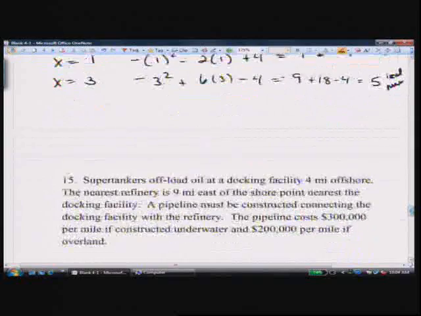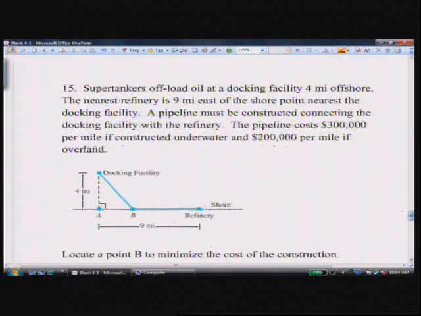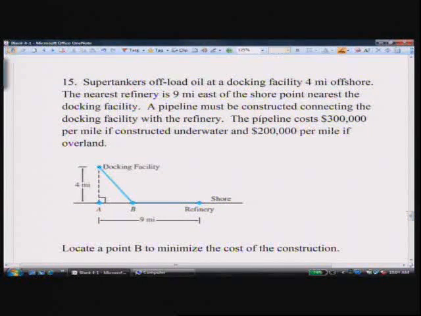Okay. All right, and so here's an application problem. It says supertankers offload oil at a docking facility 4 miles offshore. The nearest refinery is 9 miles east of the shore point nearest the docking facility. A pipeline must be constructed connecting the docking facility with the refinery. The pipeline costs $300,000 per mile if it's constructed underwater and $200,000 per mile over land. So we want to locate a point to minimize the cost of construction.